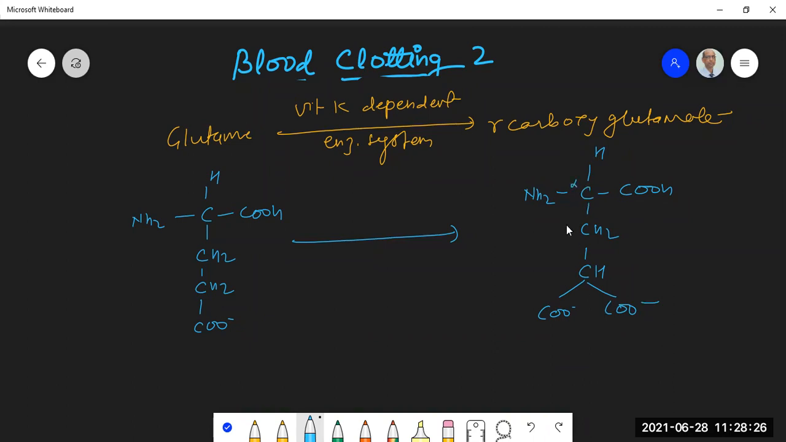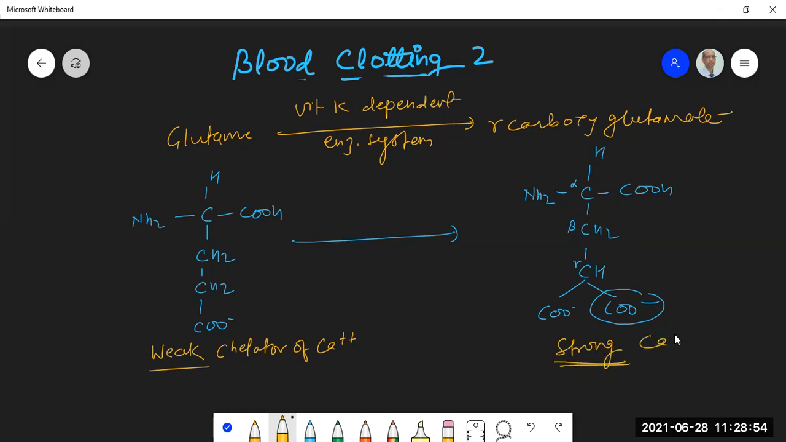This is alpha carbon, this is beta carbon, and this is gamma carbon. So you have an additional carboxyl group. So you are adding one more negative charge. This is called as gamma carboxy glutamate. The issue is this glutamate is a weak chelator of calcium. And this gamma carboxy glutamate is a strong chelator of calcium.